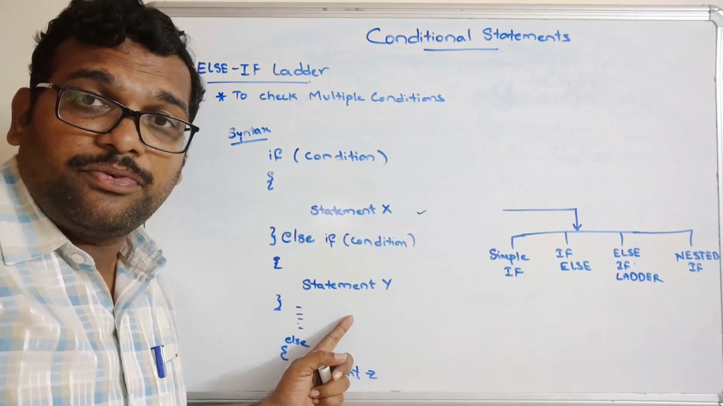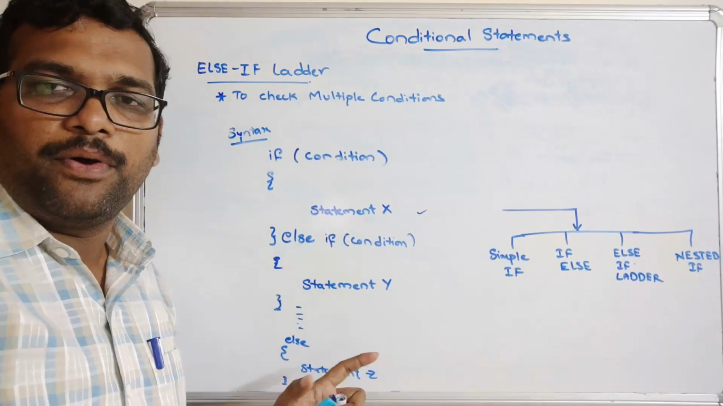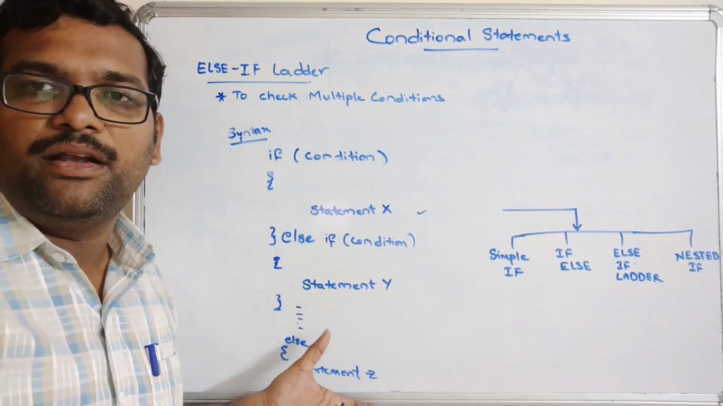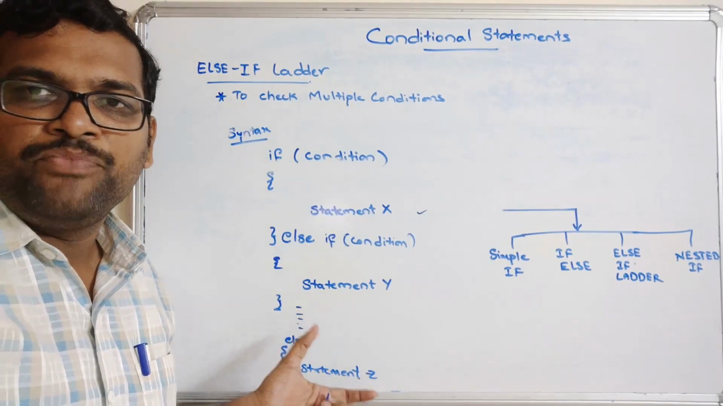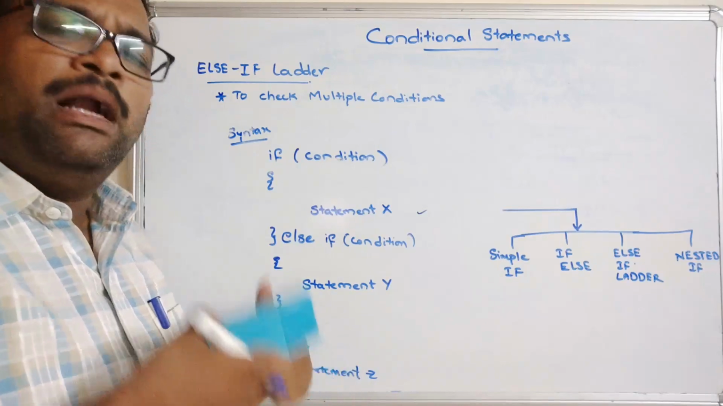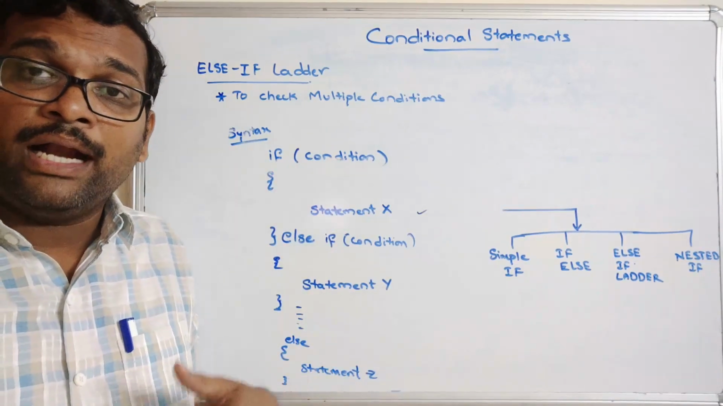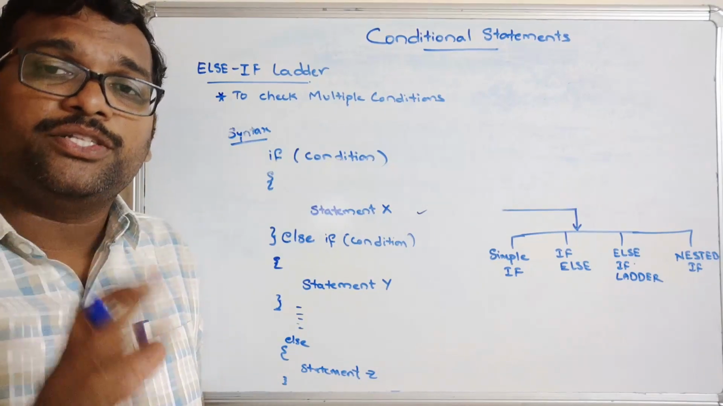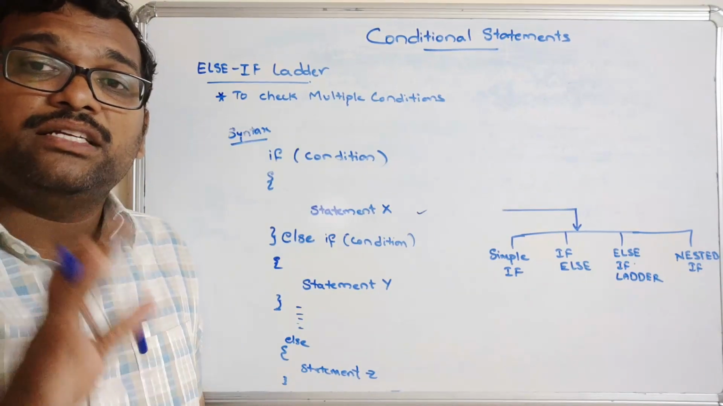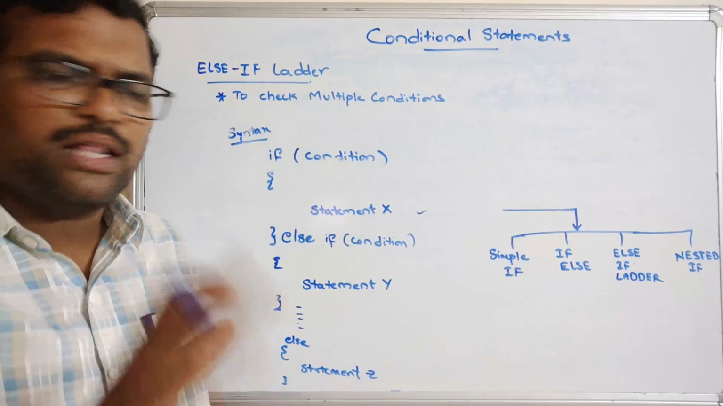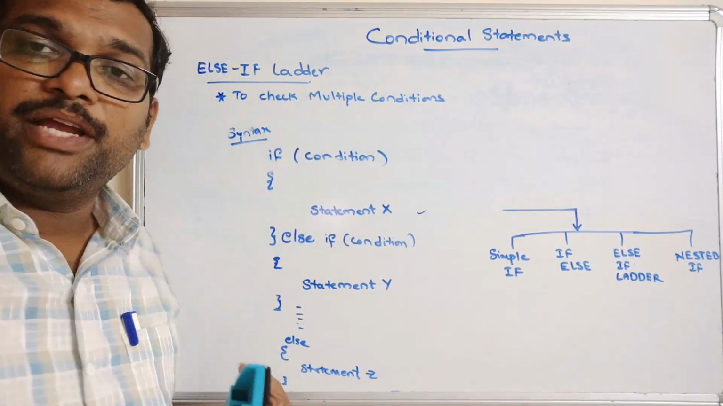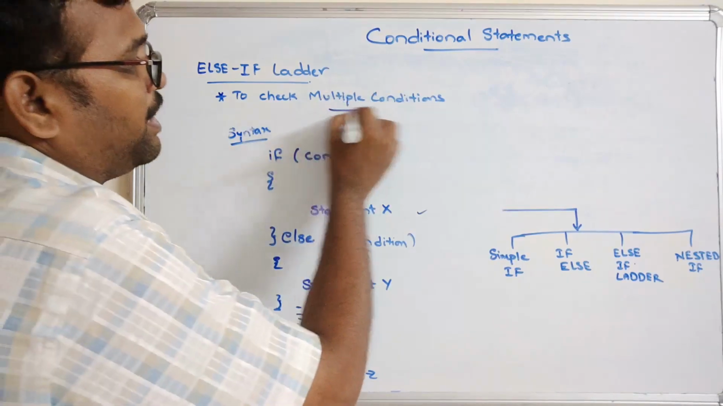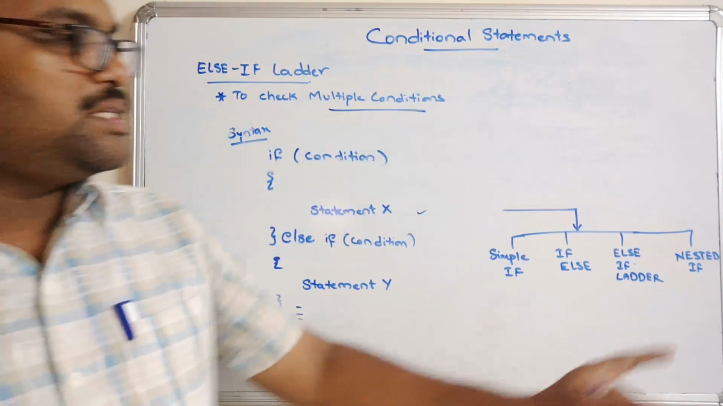So if the condition is true, it will enter into that particular block and it will stop executing the complete else if ladder. Here we can write multiple conditions. 100 conditions also we can write, but only one block of statements will be executed. Whenever the condition becomes true, only that block will be executed, otherwise the else part will be executed. So in order to check multiple conditions, we are going to use this else if ladder.